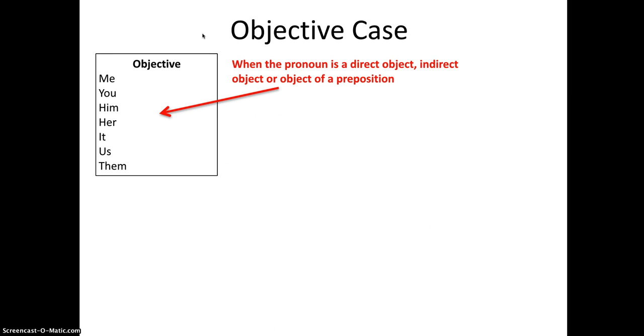Continuing with the objective case, we'll talk about objects of a preposition. So you might not remember exactly what a preposition is, and that's okay. We use them regularly in speech and writing, and there are many, many prepositions. These are just a few, so words like to, for, on, from, next, off, after, and so on. So any object that comes after a preposition is considered part of a prepositional phrase and the object of that preposition. As such, pronouns that are objects of the preposition have to be in the objective case.